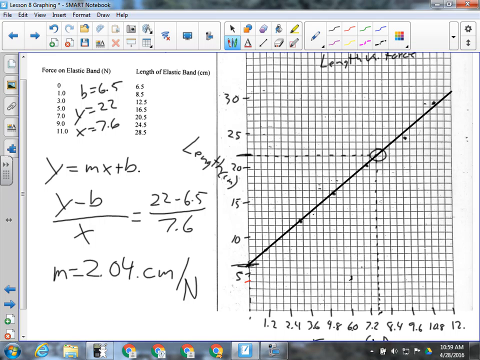Okay. The y-intercept, b. What is that telling me about the rubber band?